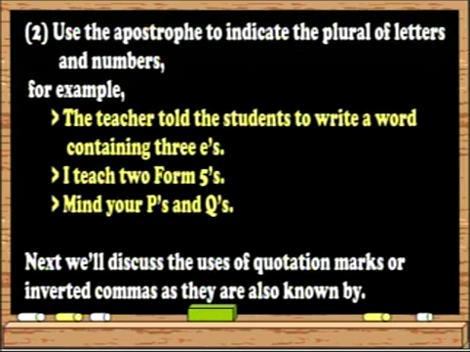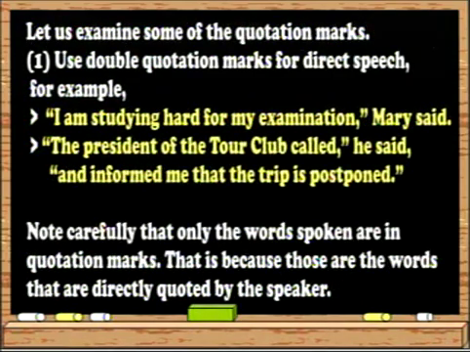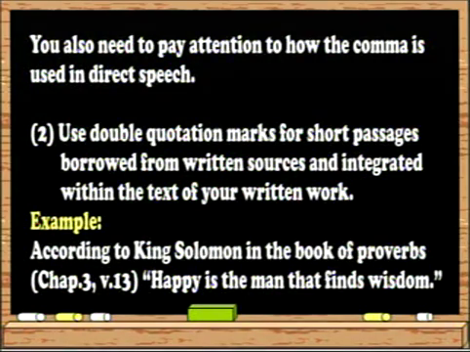Next, we'll discuss the uses of quotation marks, or inverted commas, as they are also known. Let us examine some of the quotation marks. Use double quotation marks for direct speech. For example, "I am studying hard for my examination," Mary said. "The president of the tour club called," he said, "and informed me that the trip is postponed." Note carefully that only the words spoken are in quotation marks. That is because those are the words that are directly quoted by the speaker. You also need to pay attention to how the comma is used in direct speech.